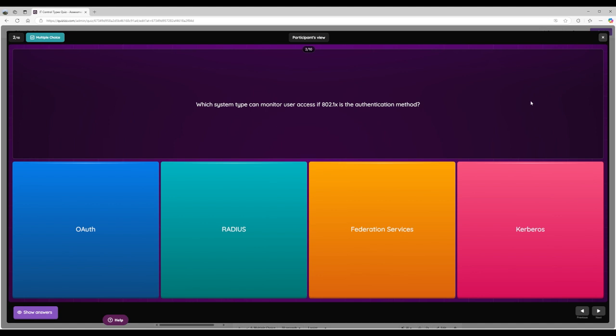So the question again says, which system type can monitor user access if 802.1x is the authentication method? Now, they are talking about authentication, right? Although OAuth might be authentication, it's a third-party authentication. So Kerberos, I don't even need to know what it is, and Federation Services, I don't even need to know what it is.